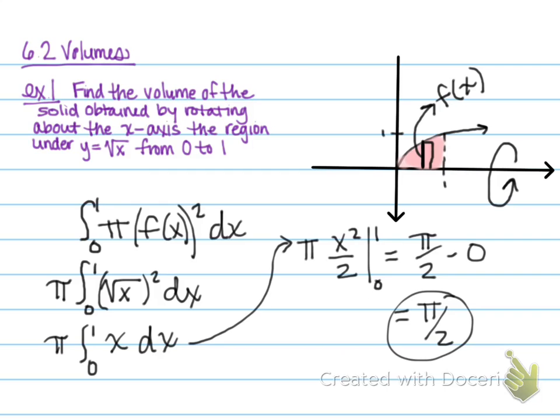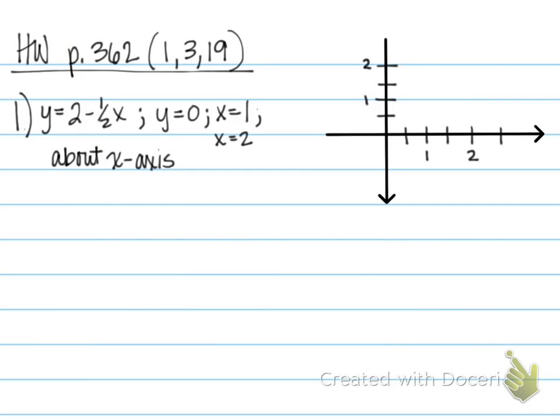Pause here and take the notes you need to take. The next problem I want to do is the first problem from your homework on page 362, number 1. It's a pretty straightforward problem. Again, we're rotating the area bounded by y equals 2 minus 1/2 x, y equals 0, which is just the x-axis, and the lines x equals 1 and x equals 2. Those two lines are just going to be our boundaries, and that's going to be a pretty easy one just to draw in. So let's draw in those vertical lines first, at x equals 1 and at x equals 2.